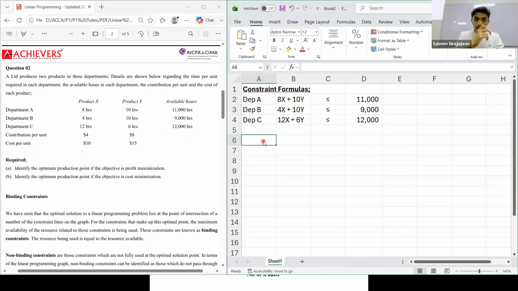Department A, so point B. So feasible point, point B.